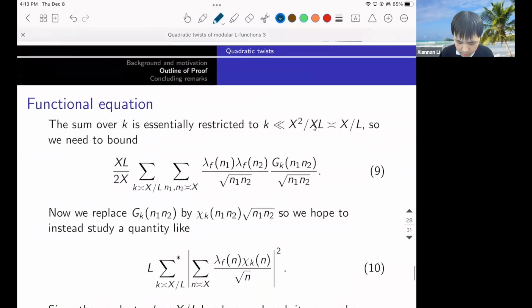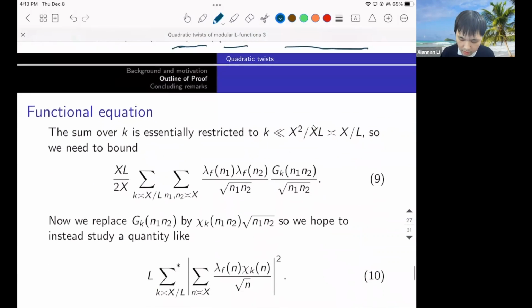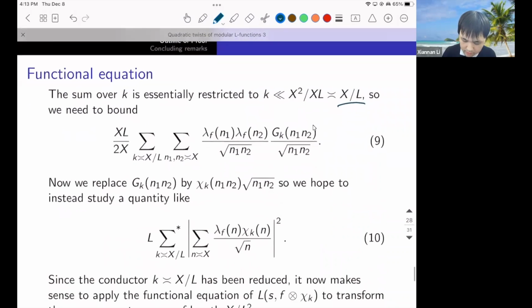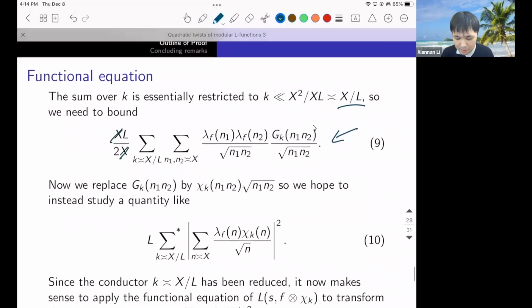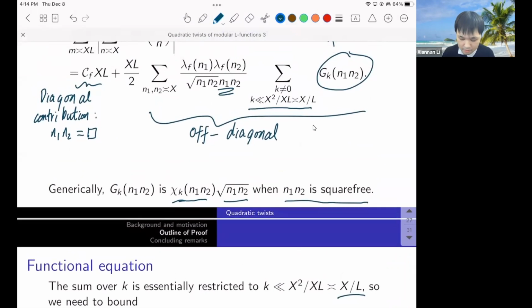Maybe I should also mention that the whole point of Poisson summation was that the dual sum would be shorter. So the sum over k here is genuinely shorter. It's going to be x over L. And then the sum we need to look at looks like this. I'm just going to look at the off-diagonal contribution because the diagonal contribution is fairly simple. It's just x times L. These two x's cancel. The x actually, if you're really keeping track, came from a factor of square root n1 n2. I'm taking that out.